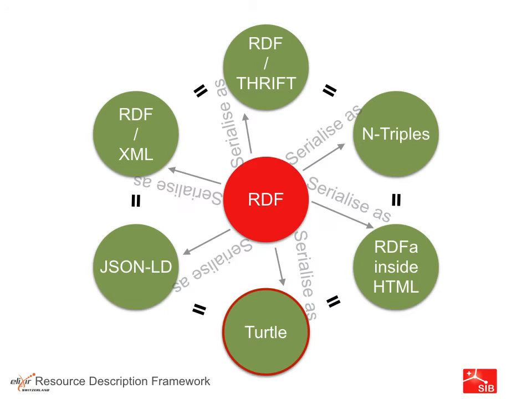The key is all of these serializations encode the same information. So you can convert from JSON-LD to RDF/XML to RDFa to N-Triples. Now, that means that you can change your serialization depending on your use case. But your information and your parsers and your logic don't need to change.